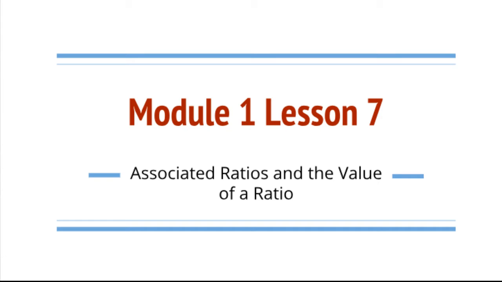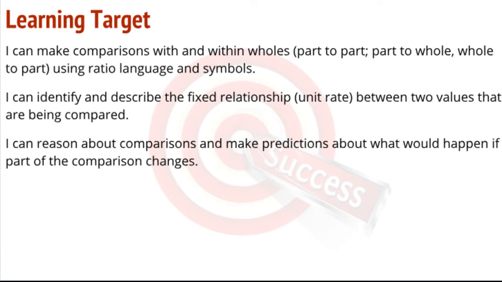Module 1, Lesson 7, Associated Ratios and the Value of a Ratio. Associated means they're connected with each other. And the value of the ratio is where we're actually going to start to find some numbers that we can use to solve problems mathematically, I guess is probably the best way to put it. We'll actually find the value of the ratio and then be able to perform operations with it like multiplication or division.